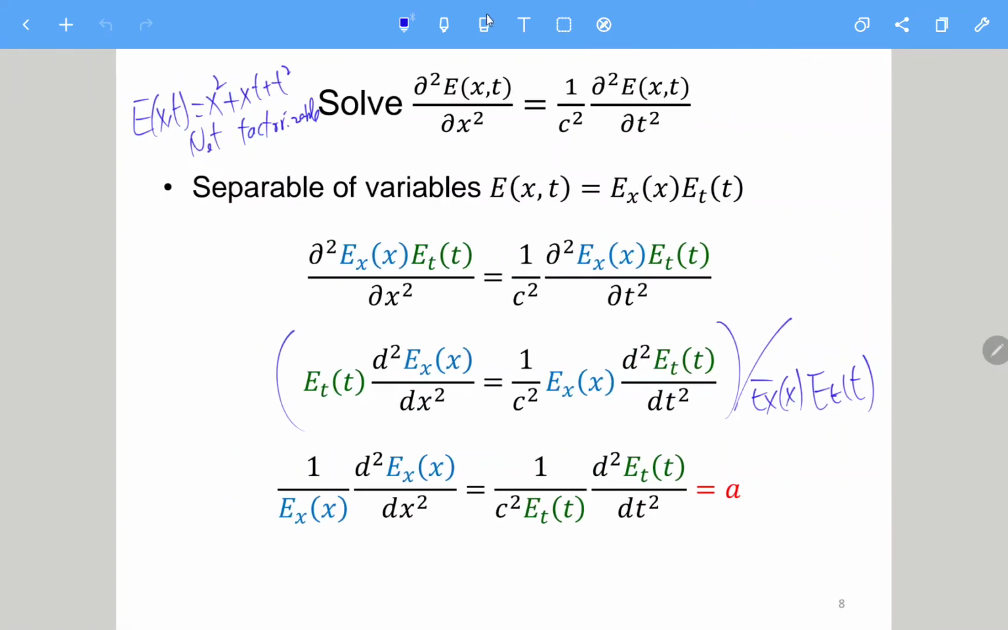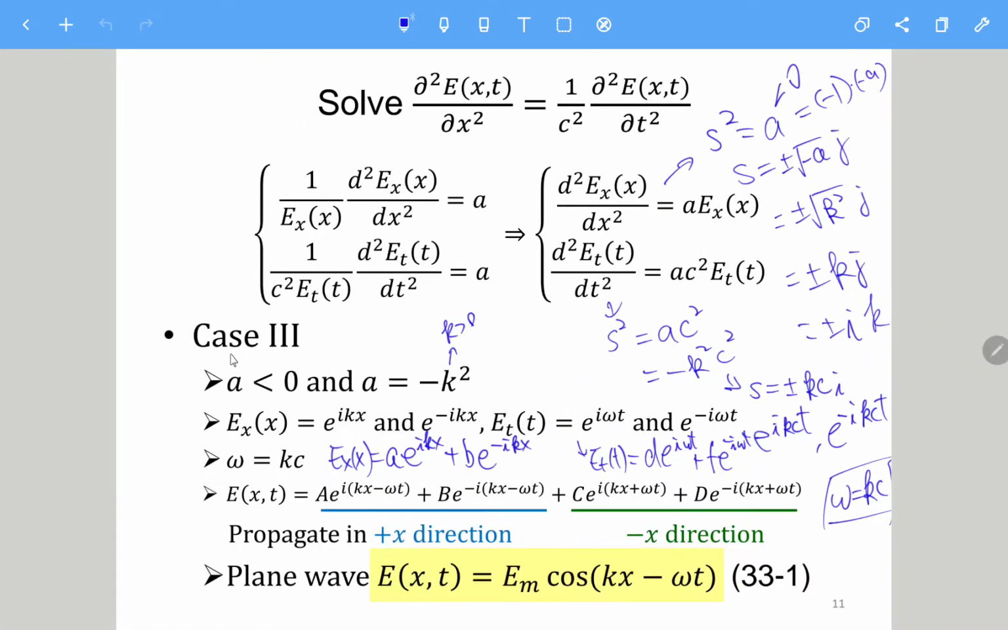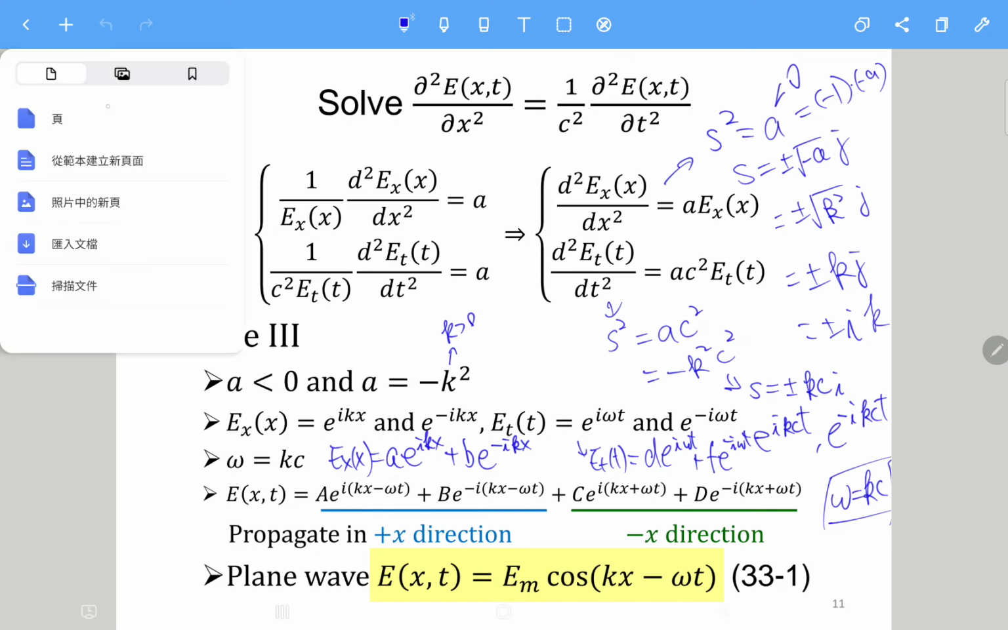If you still remember, the overall solution we should have is E of x,t equals X of x times T of t. So we need to multiply them together to get E of x,t. So E of x,t is this one multiplied by this one. Why does it look like this? Maybe we can open a new page to write it out. This omega equals kc is coming from here. Let's see why we can get this expression.